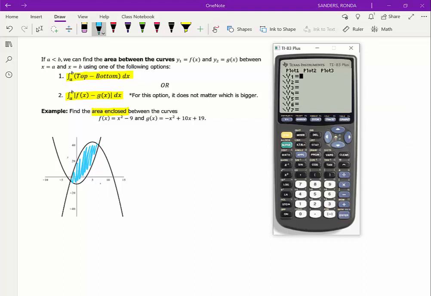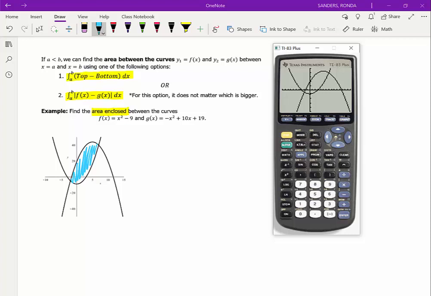So we go to y equals, and we type in x squared minus 9 and negative x squared plus 10x plus 19. For our window, we go from negative 10 to 15 on the x values, and from negative 50 to 50 on the y values. You can use your algebra skills and also your y-intercepts to decide an appropriate window.